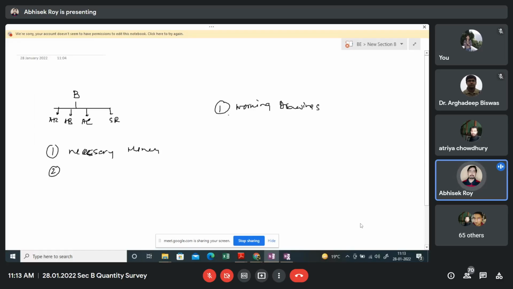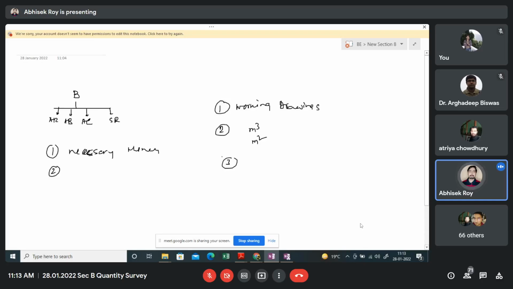Then for each item of work you have to specify what the unit is. So for different items the units are different. Like for earthwork in excavation, you need the quantity of earthwork to be excavated in meter cube. But say for your damp proof course, you need the measurements in meter square. So all these items and their units of measurements, what items you will consider and what their units of measurement are, you have to specify.